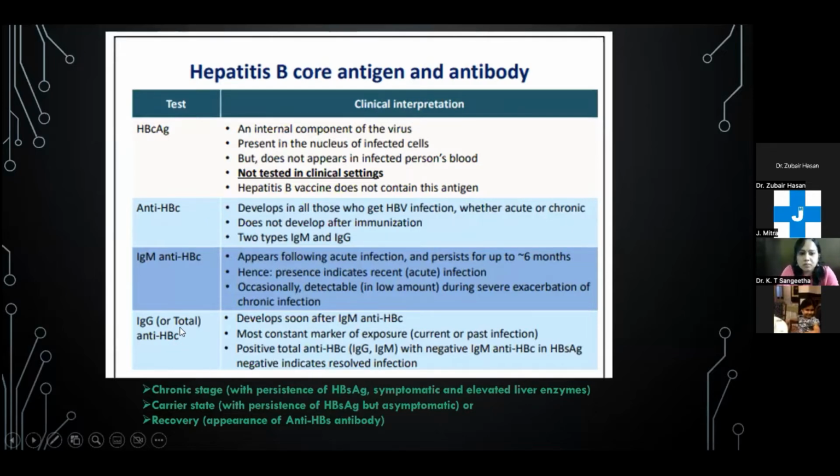So again, to stress the point, if we have total anti-HBc along with HBsAg and the patient is symptomatic with elevated liver enzymes, it is a chronic stage. Whereas if there is presence of IgG anti-HBc along with persistence of HBsAg, but the patient is not symptomatic, it is a carrier state. And if we have the presence of IgG anti-HBc along with anti-HBs, that means the patient has recovered from the infection.